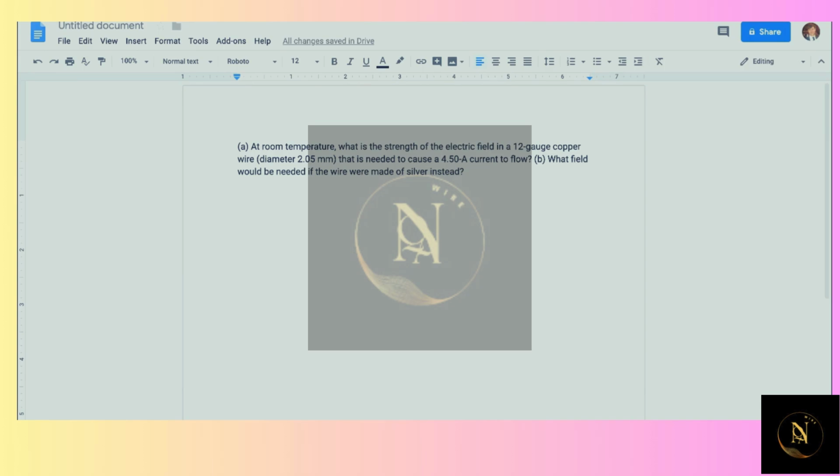Okay, so the question asks, at room temperature, what is the strength of the electric field in a 12-gauge copper wire with the diameter 2.05 millimeters that's needed to cause a 4.5 amp current to flow? And what would the field be needed if the wire made of silver instead?